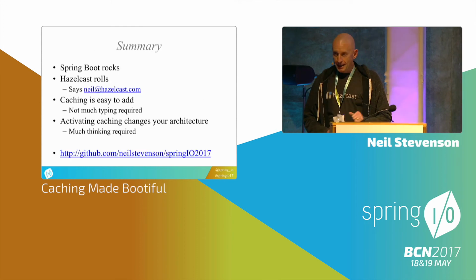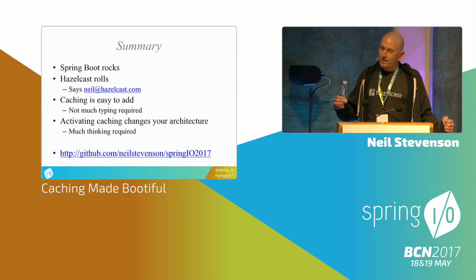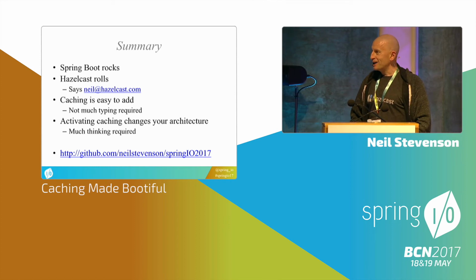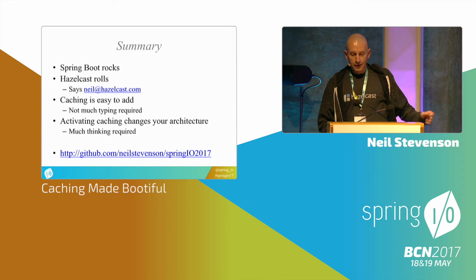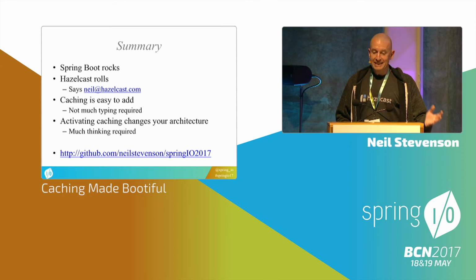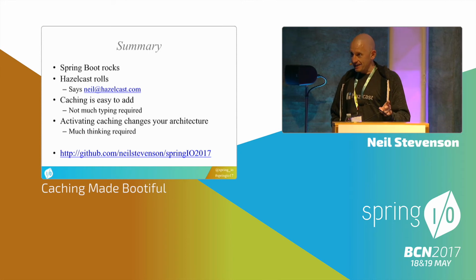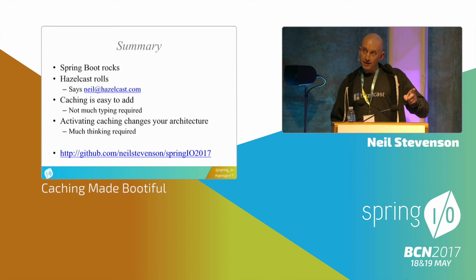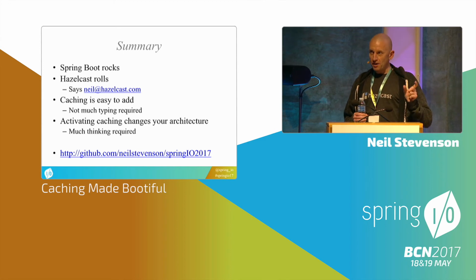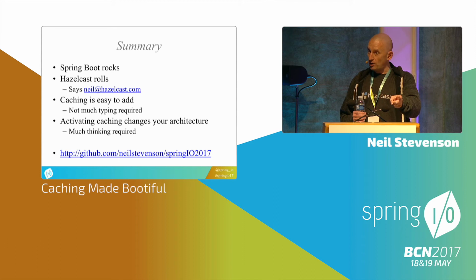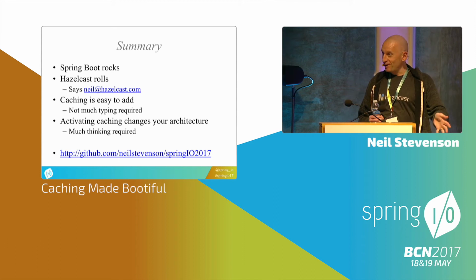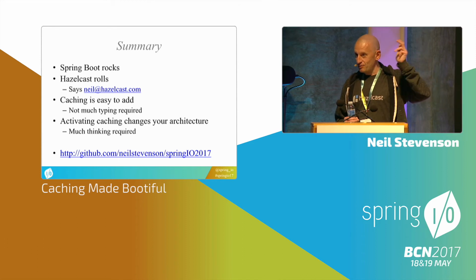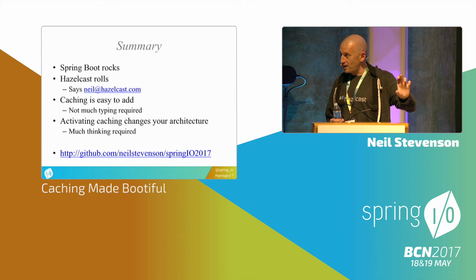So Hazelcast is good. Spring Boot's fantastic. They go nicely together. Caching is easy, easy, easy to add. But remember the thing I said at the top. If you take away nothing, just remember Ebola. That was the 5 things. Item A was good, B was good, C was good, D was good, E was bad.